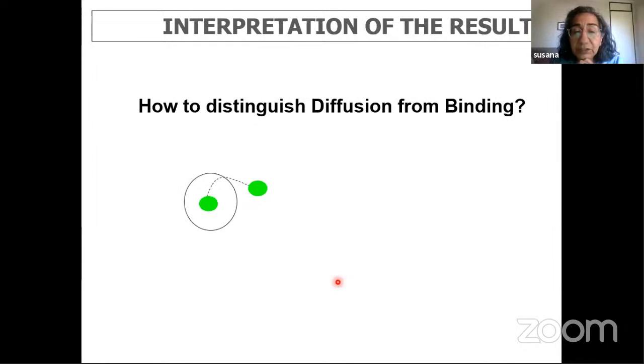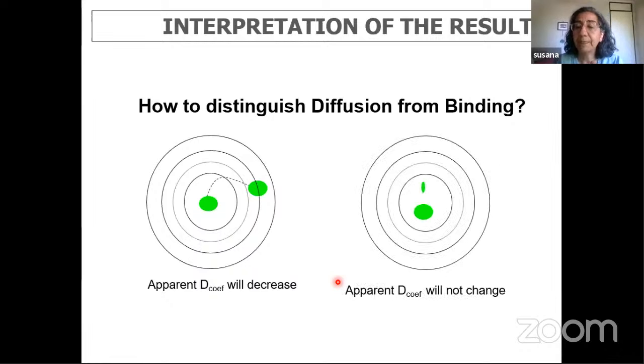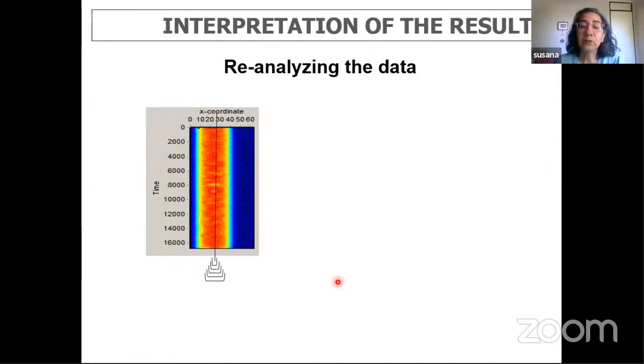The way of differentiating these two processes is to change the point spread function little by little and measure the apparent diffusion coefficient you get. If it's a diffusion process, the apparent diffusion coefficient will decrease with this precision. If this is a binding protein, the apparent diffusion coefficient will not change. So we did it. We took all the data and we reanalyzed.